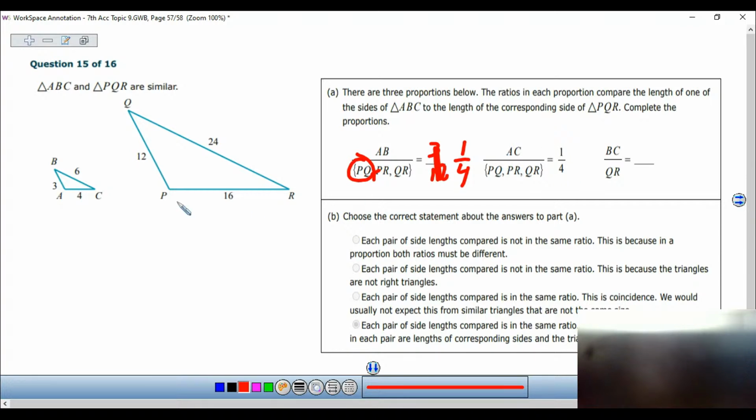we have AC, which is 4. And then the corresponding side is PR, so we have to find PR. That's 16, and we have 4/16, which they already reduced to 1/4, but it is definitely 1/4. Then you've got BC, which is 6, and they gave it to us this time, QR, which is 24.